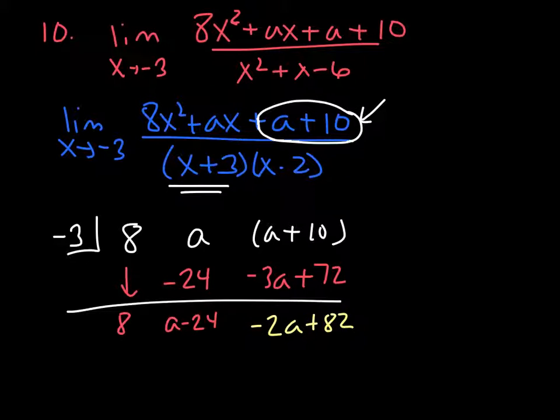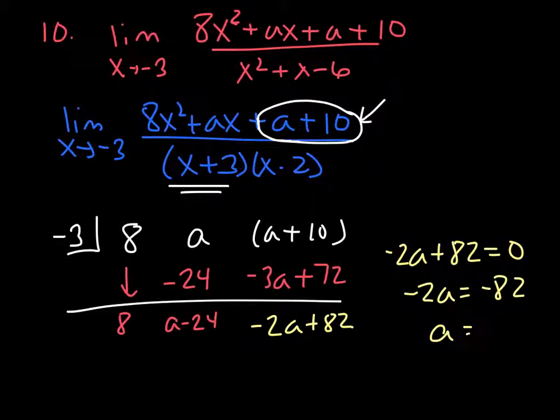And if we want x plus 3 to be a factor, we know that we need that remainder, which is negative 2a plus 82, to equal 0. Subtract 82 from both sides, divide by negative 2, and we can see that a should be 41. So that limits our answers now to either C or A.